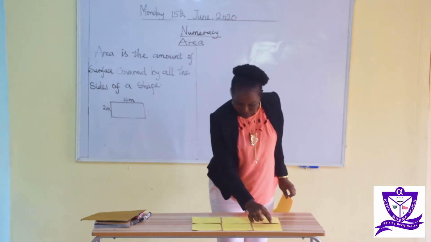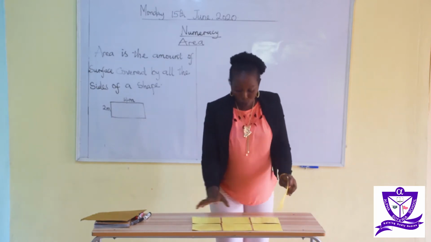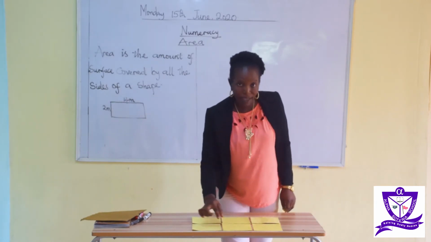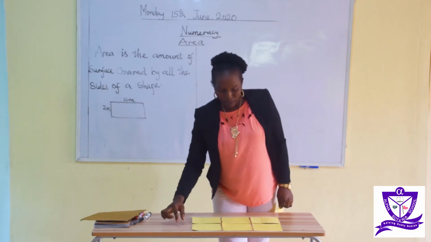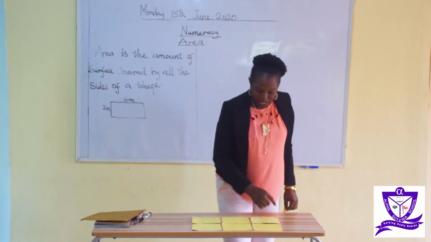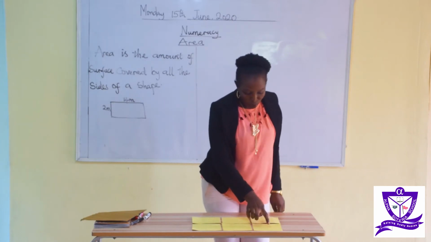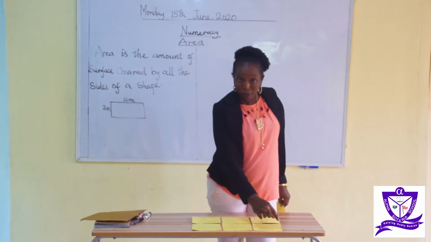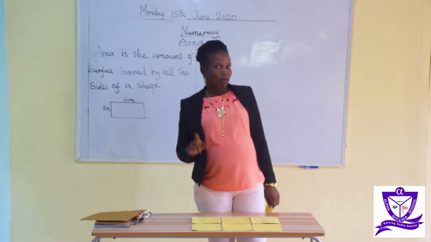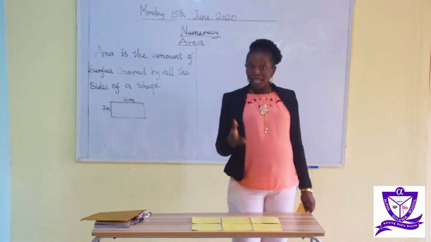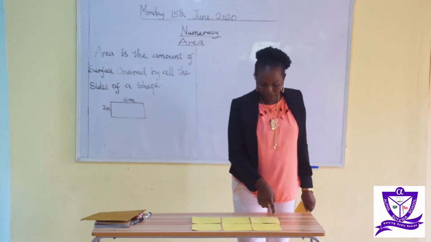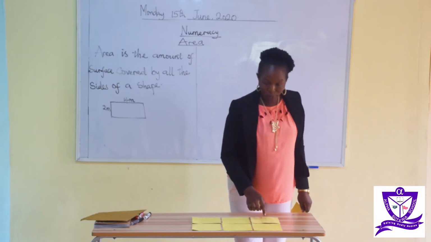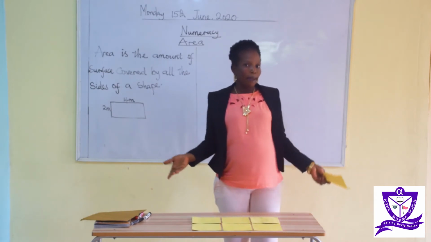Looking at what I have on the table, I have some squares arranged in 2 rows. Now, the longer side is the length, while the shorter side is the breadth. So if this is 1 square meter, 1 square meter, 1 square meter, what would the length be? The length will be 3 square meters. Let's look at the breadth, which is the shorter side. How many squares do I have here? I have 2 squares. That will be 2 square meters.